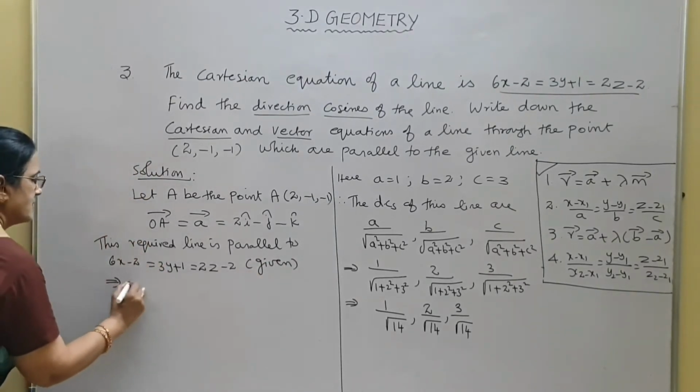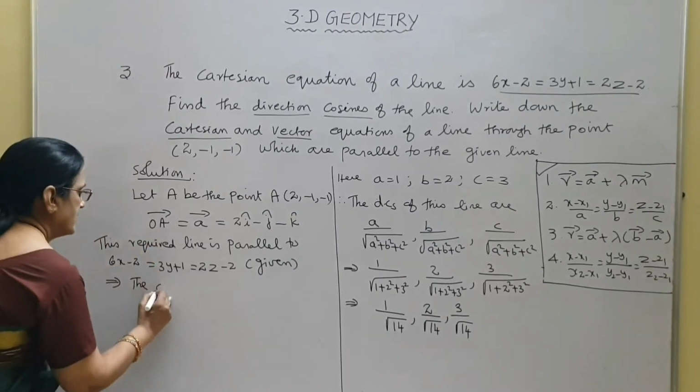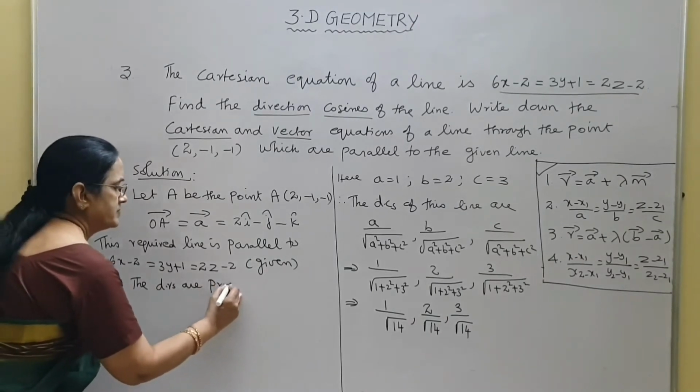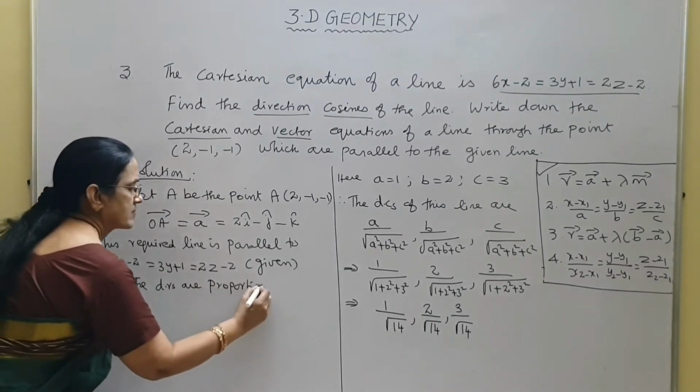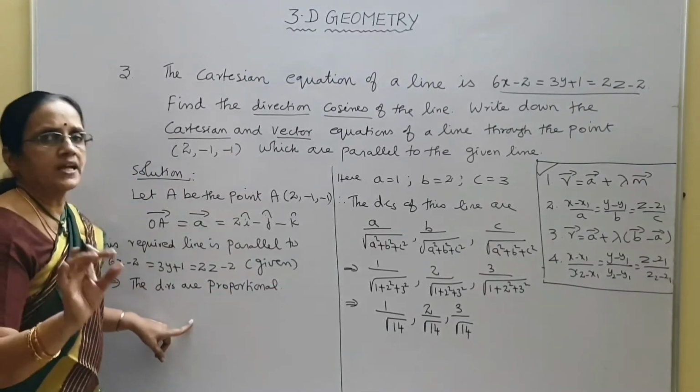This implies the direction ratios are proportional. The DRs are proportional. This is a very, very important statement you have to write in your paper.